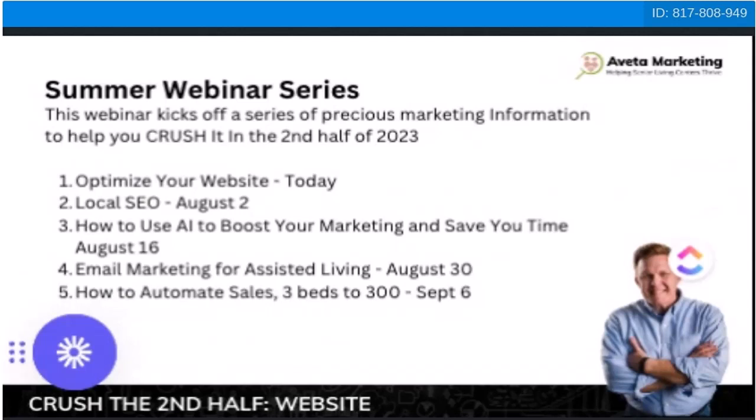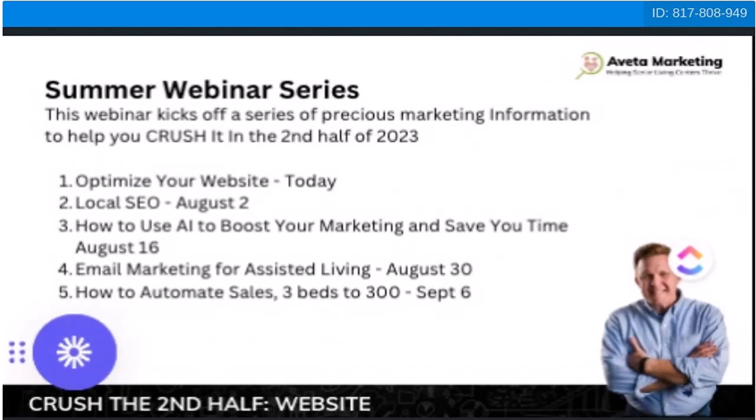Then on the 30th, we're going to talk about email marketing for assisted living. So there's a lot of things to think about with email marketing. First of all, the prospective families that may come to your website and give you their email address. But also, you should think about your partner network, the people that have the ability to refer business to you, right? And how are you communicating with them? How often are you communicating with them through email marketing? So we'll talk about that on the 30th.